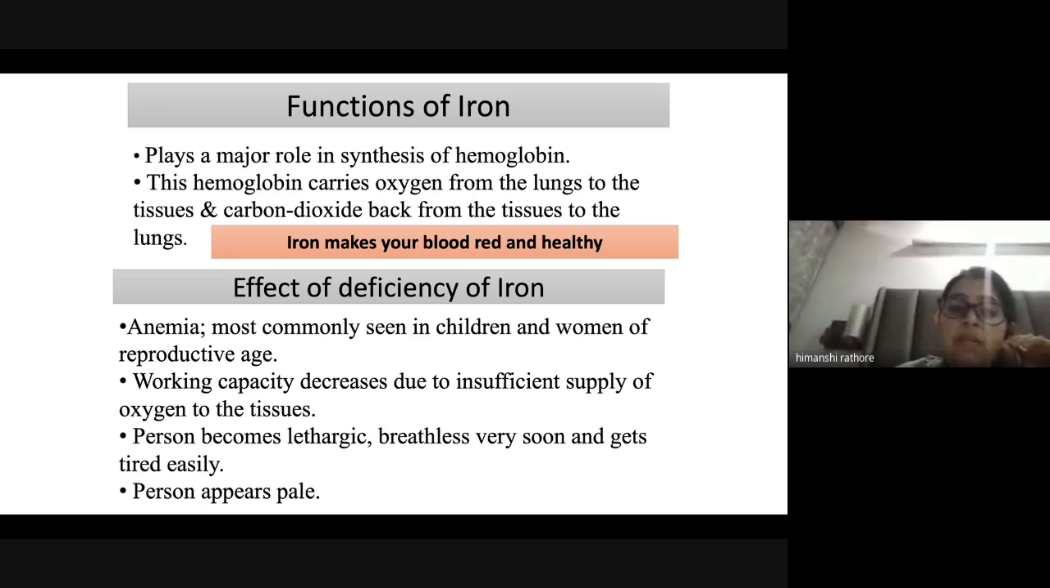Then, as I told you, if you are not having the right amount of oxygen in the tissue, then your working capacity will be decreased. So this is another point which I have already discussed with you. You will be lethargic, you will get tired soon, and your work proficiency will be hampered. And the person will appear pale in color because there will be a lack of red blood cells inside the body, and you will become yellow in color. Your skin will be yellow, your eyes will be yellow. So this is all about the deficiency of iron.